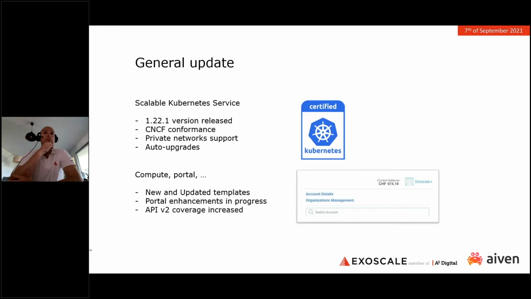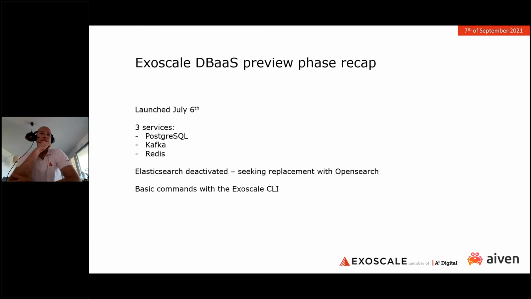Moving on to the database as a service. If you can have the next slide, please. Thank you very much. As a recap, we launched in preview on July 6th with a webinar giving a first intro and demonstration. It was 3 services: Postgres, Kafka, and Redis. We initially had announced Elasticsearch, but this is now deactivated. You might have heard of the Elastic saga this summer as well. So we're seeking a replacement along with our partner Aiven with OpenSearch. That will come in the weeks to come.